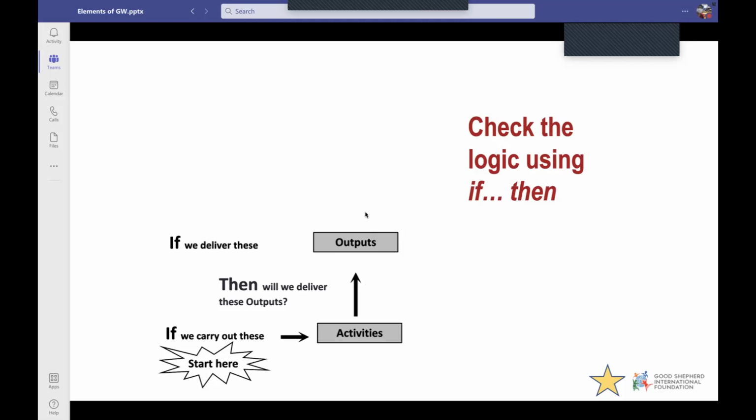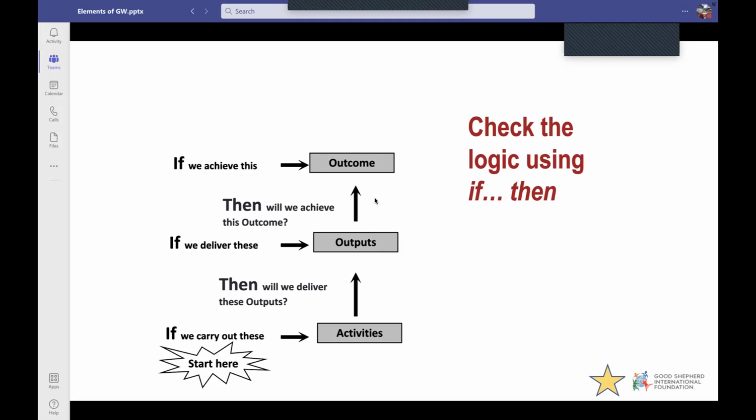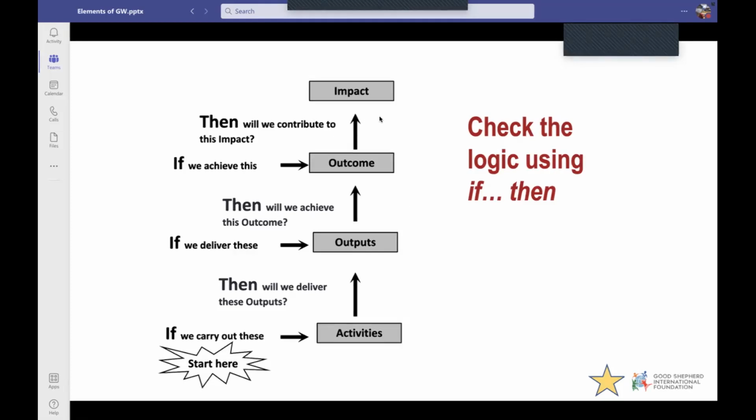If we deliver these outputs, will we achieve this outcome? If we achieve this outcome, will we contribute to the impact? So this is how you check whether what you are planning for your activities will actually contribute to the overall theory of change that you want to see.